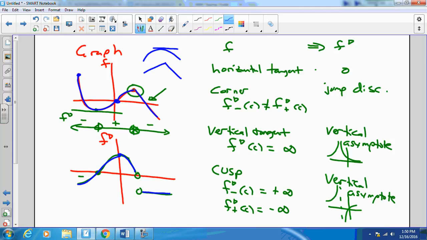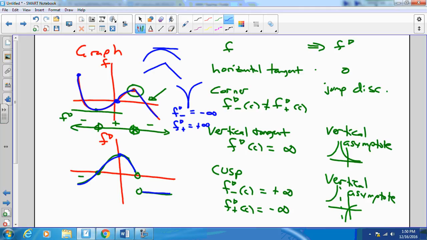What about a cusp? Very similar. A cusp is going to have vertical tangency, the curve goes straight down, and then it will abruptly turn around and have vertical tangency again from the other direction, going straight up. So from the left, in this particular case, f prime from the left is minus infinity, the curve goes straight down, and then it changes and goes straight up.